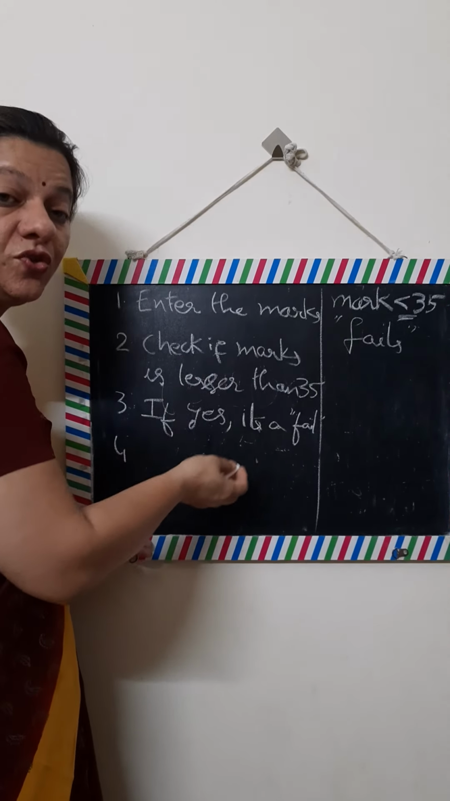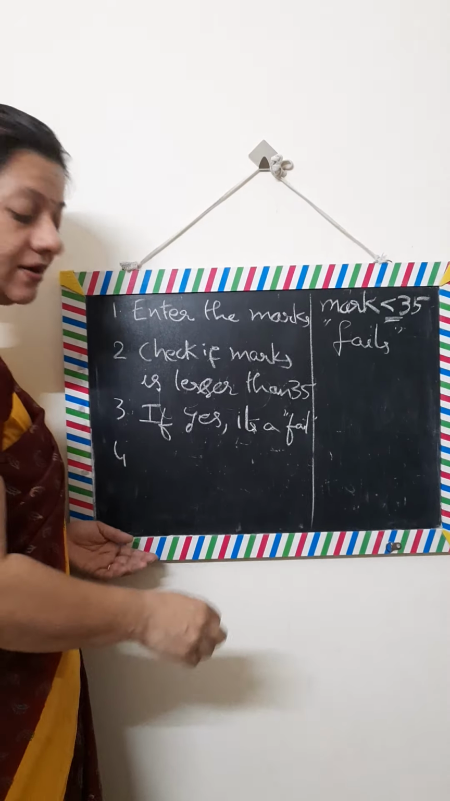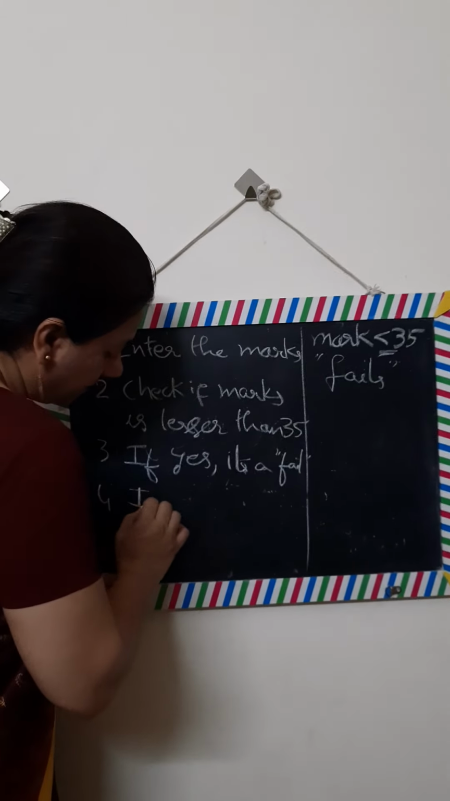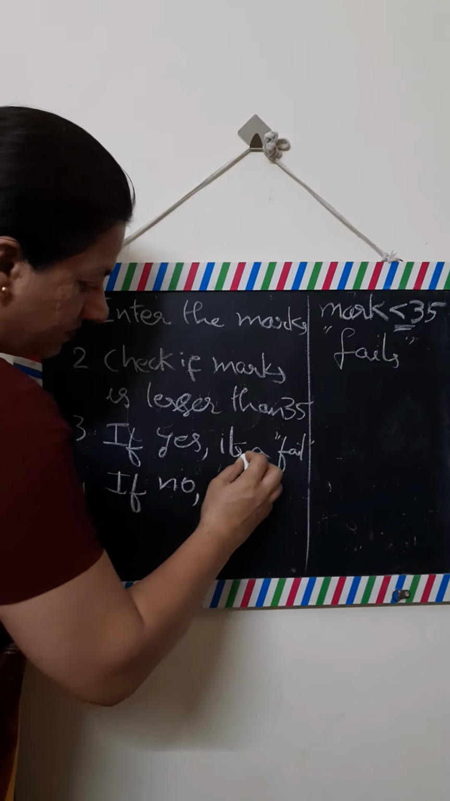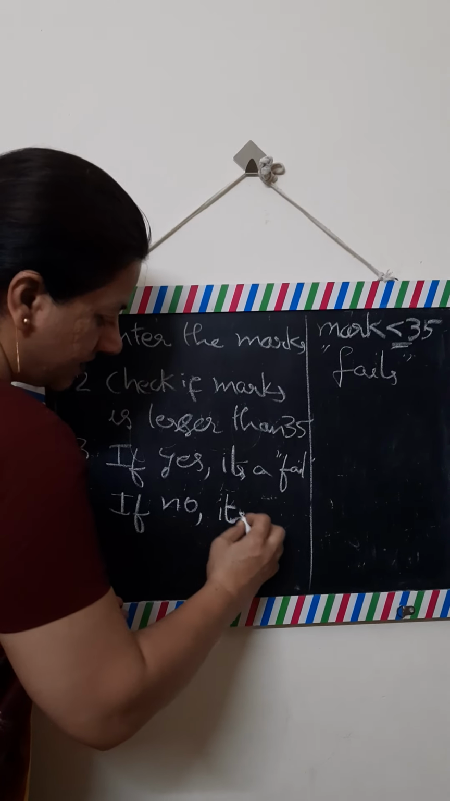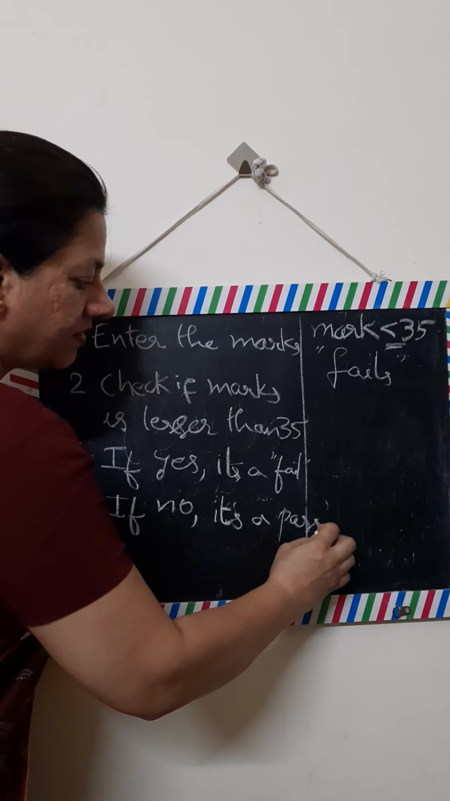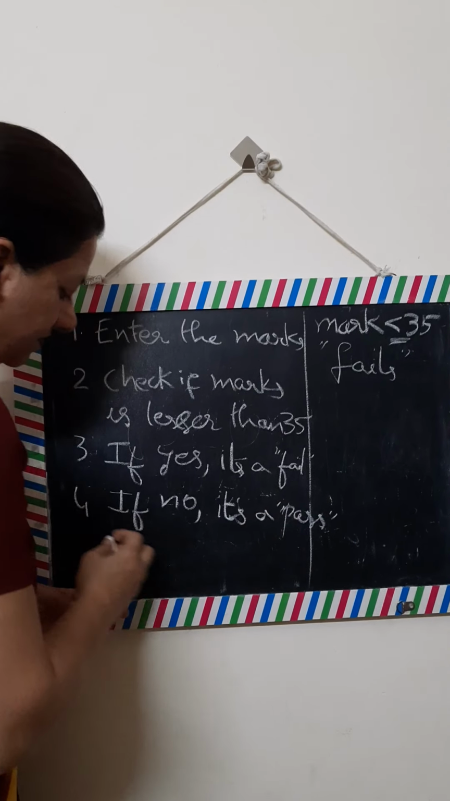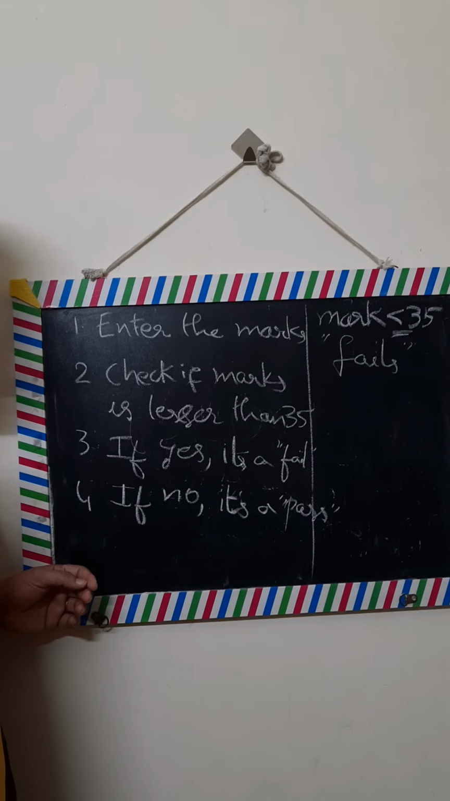Next, because you are saying if this is there, then you also have to tell what happens if it is not. So if no, it's a pass. That's it. We're done with your job.